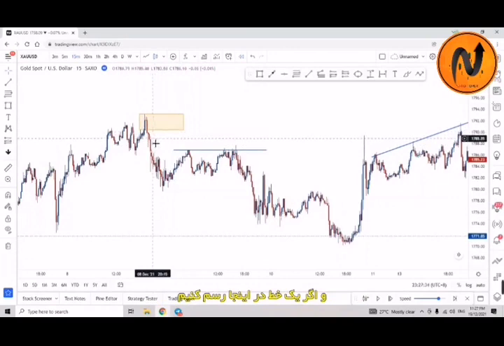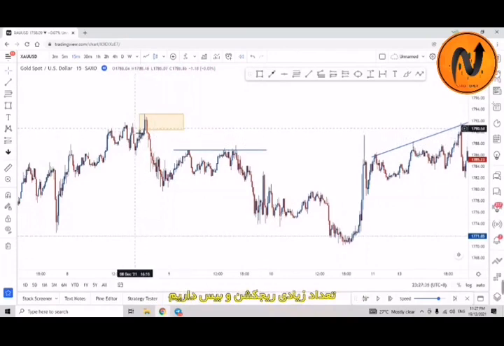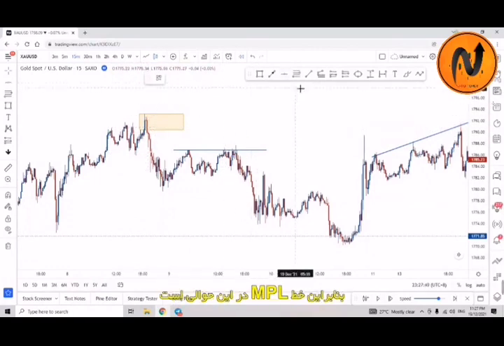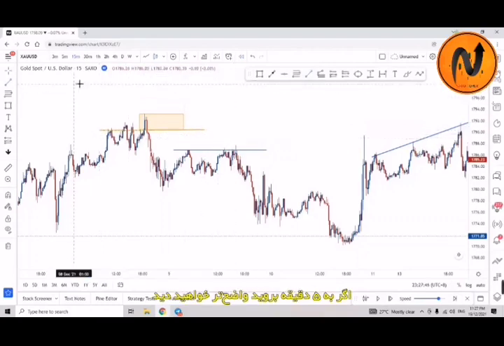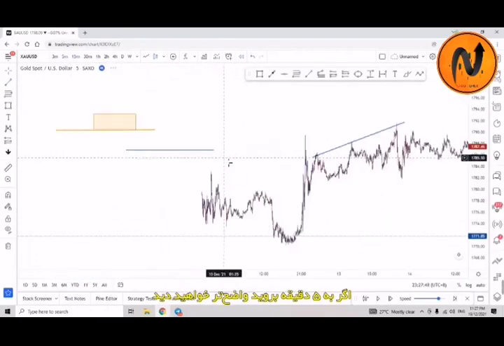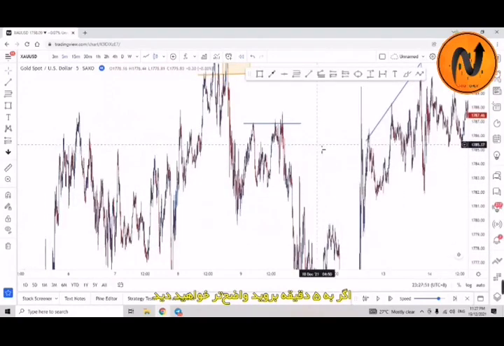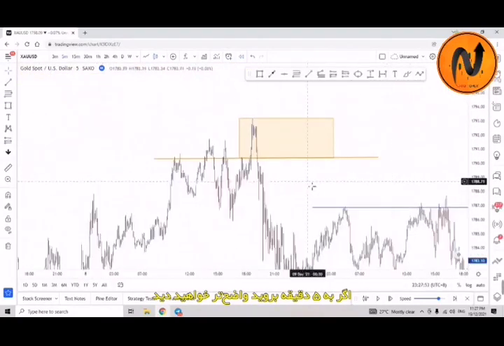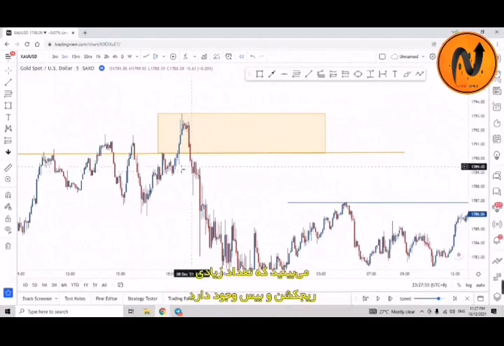Then of course, if you put a line somewhere around here, there is rejection, indecision, and rejection. So this is your MPL line, somewhere around here. If you go to 5 minutes, you can see it more clearly. You can see that there is a lot of indecision and rejection all the way.